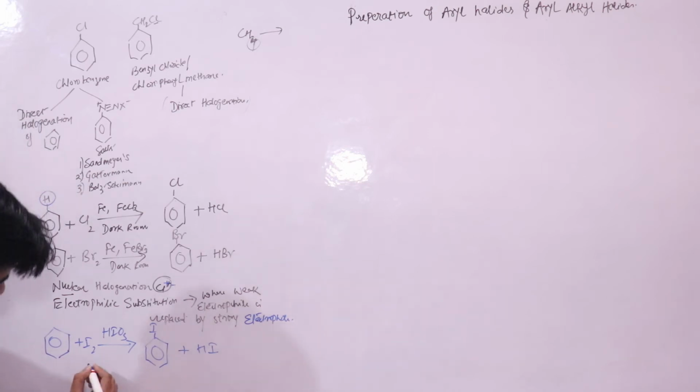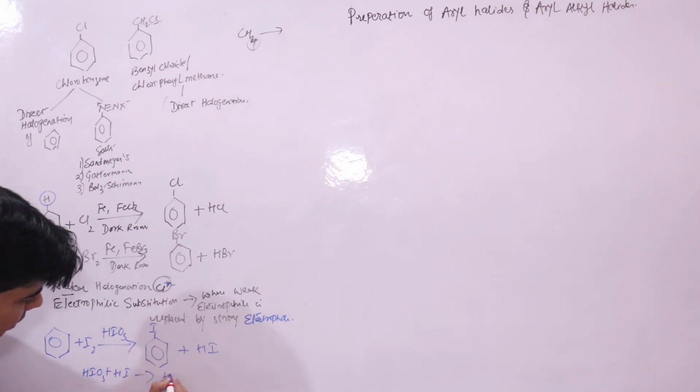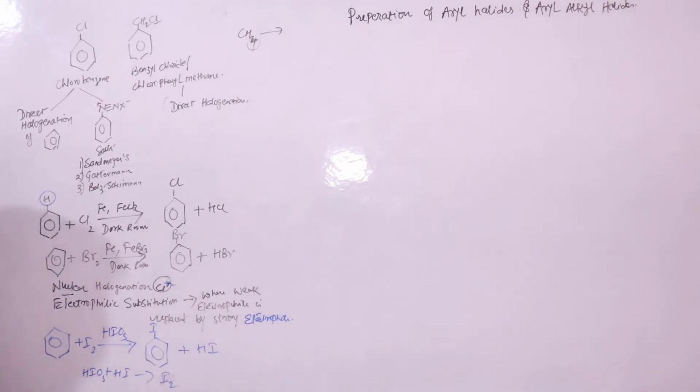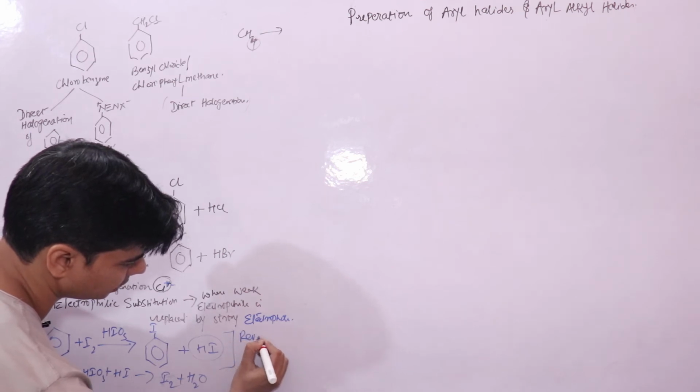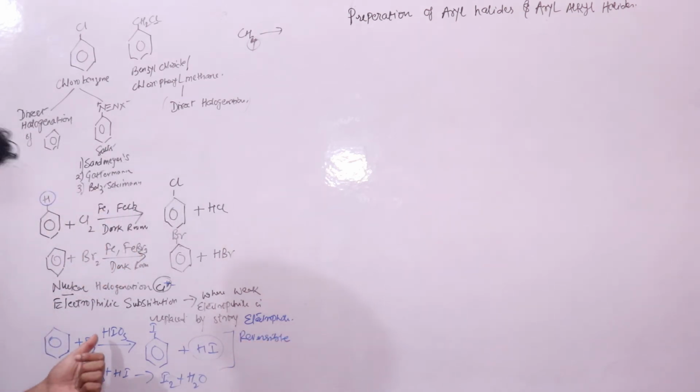So iodic acid will react with hydrogen iodide to give you iodine gas, right? So this is how this will not react with your iodobenzene to give you benzene and iodine back. This is how the reversibility of this reaction is prevented. I hope this is clear, right? So it will react to form water also. This is important. Just remember about this reaction that this is a reversible reaction in the absence of iodic acid.